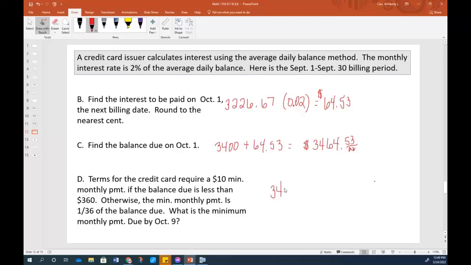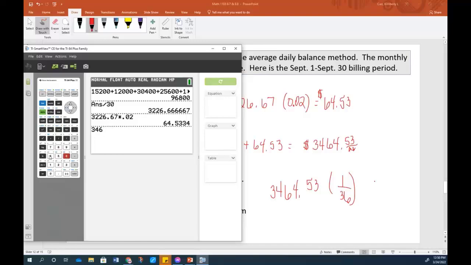So we're going to have to take 3,464.53, and we will multiply that times 1/36, which is of course the same thing as dividing it by 36, but since they wrote the 1/36 here, 3,464.53 times 1/36. To the nearest penny, $96.24.